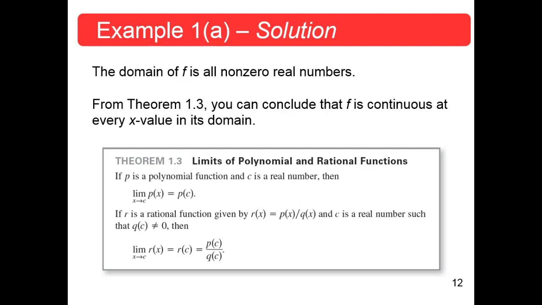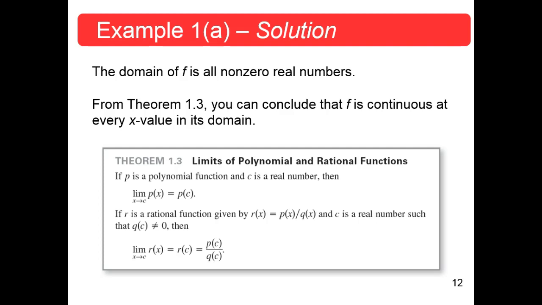And then here's Theorem 1.3, limits of polynomial and rational functions. If p is a polynomial function and c is a real number, then the limit as x approaches c of p of x is p of c. If it's a polynomial function, it's going to be continuous everywhere. Polynomial functions have 2 important characteristics: continuous everywhere, negative infinity to positive infinity, and they're always smooth. We haven't talked about smoothness much yet, but that's the other thing about it.